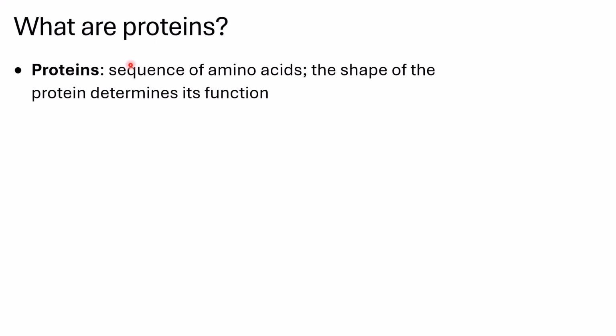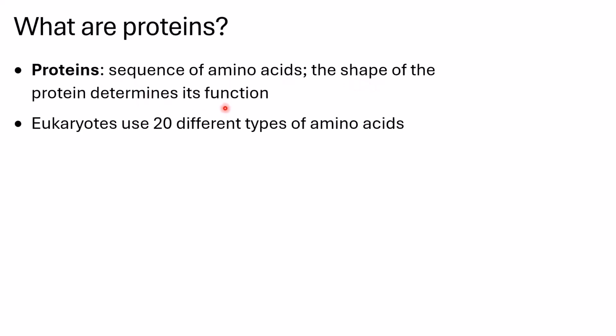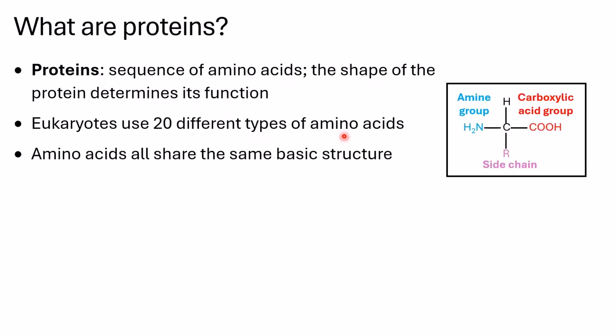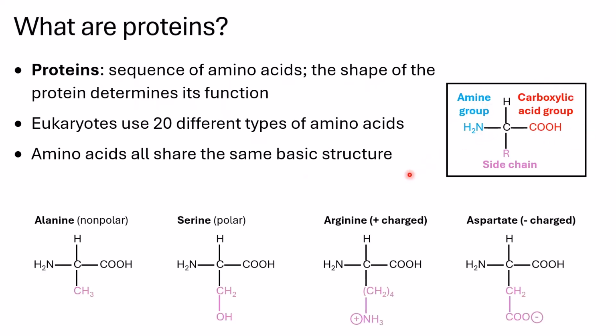Recall from the macromolecule lecture that the building blocks of proteins are amino acids, which determine the protein's shape, and the shape of the protein in turn determines its function. Eukaryotes generally use 20 different amino acids. Amino acids share the same basic structure and are named for containing an amine group and a carboxylic acid group. Each amino acid has a different side chain, and these side chains determine the property of the amino acid.